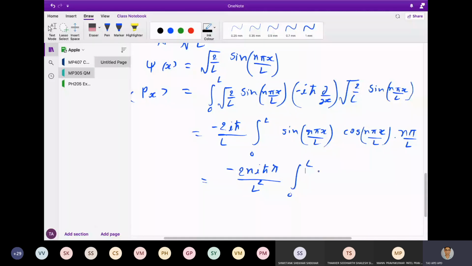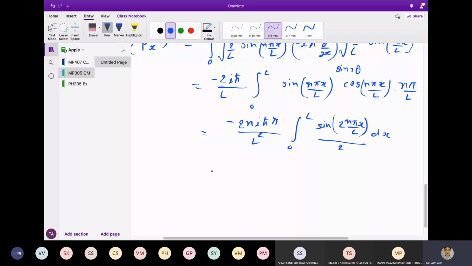So this is sine into cos. So we can put it as a 2 sine theta, I mean sine 2 theta. Sine 2 theta is equal to 2 sine theta cos theta. So this is going to be sine 2 times n pi x by L divided by 2 dx. All right. So if you integrate this whole, you will see that this will simply be equal to 0.